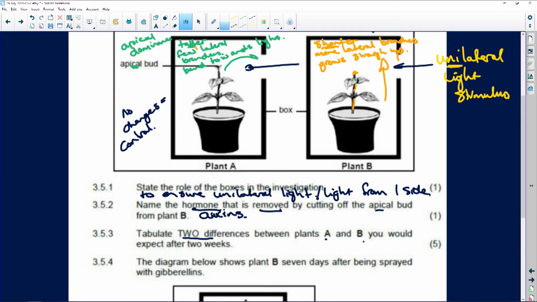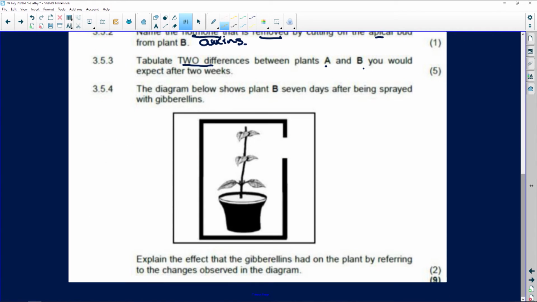Then it says, the diagram below shows plant B 7 days after being sprayed with gibberellins. Now, what are the functions of gibberellins? It says, explain the effect that gibberellins had on the plant by referring to the changes observed in the diagram. And in case you didn't know, look here. This is called an internode. And where the leaves grow, that's called a node.